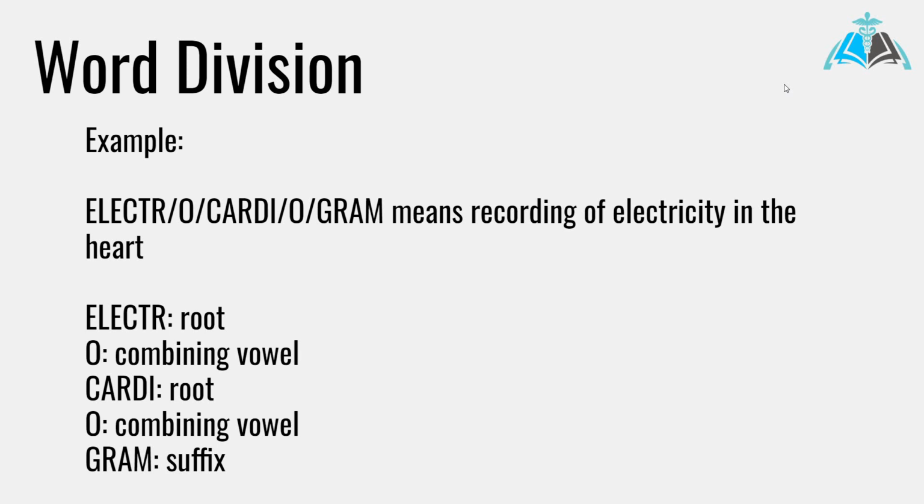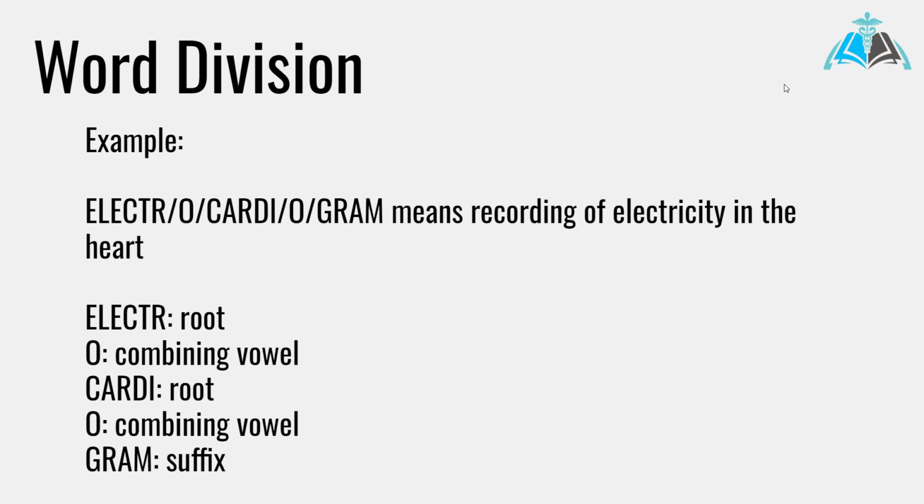Starting with electro, which means electricity, and that's our root because it holds the meaning of that word. It holds a key part in identifying this word's meaning. Electro is electricity. And the O is our combining vowel. Like I said, electro and electric are the same thing, except electro is the combining form of that root.